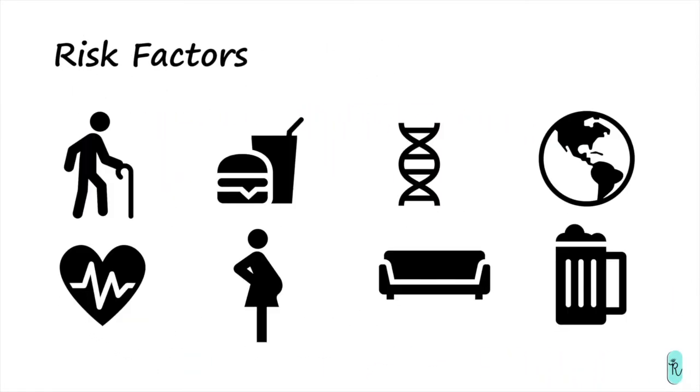There are many factors that can increase a person's risk of developing diabetes. These include age 45 years or older, unhealthy diet and obesity, family history, especially if a first-degree relative had diabetes, race, including African Americans, Alaska Natives, American Indians, Hispanics and Latinos, Hawaiians, and Pacific Islanders, high blood pressure, gestational diabetes, which is a type of diabetes that occurs in pregnancy, sedentary lifestyle, and excessive alcohol consumption.